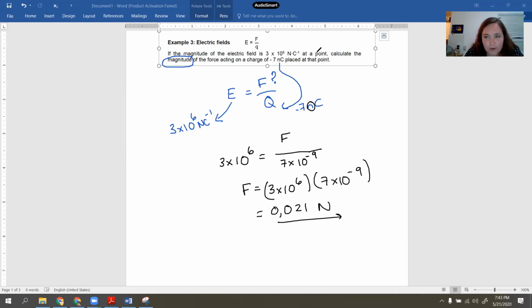Okay. So we knew that the electric field was a certain value. They didn't tell us which way the electric field was and whether it was away or towards. Because they said magnitude, we can just get away with writing the answer down like that. Okay. I hope that that makes sense to everybody.